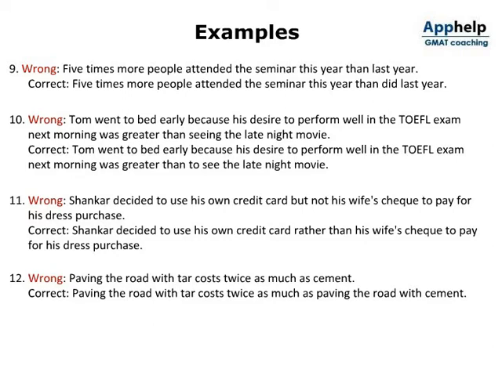Example 11. Wrong. Shankar decided to use his own credit card but not his wife's check to pay for his dress purchase. Correct. Shankar decided to use his own credit card rather than his wife's check to pay for his dress purchase. Example 12. Wrong. Paving the road with tar costs twice as much as cement. Correct. Paving the road with tar costs twice as much as paving the road with cement.